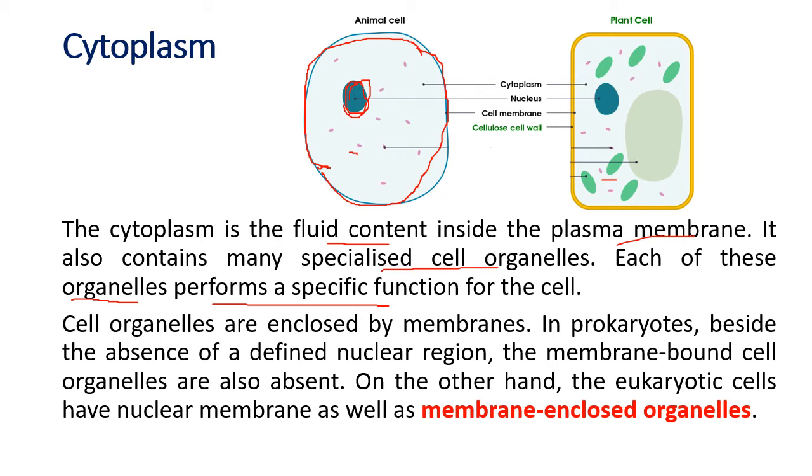Today, since the technology has developed and after the electron microscopes were invented, these organelles were studied in great detail. Now all these organelles are enclosed by membranes. But in prokaryotes, the membrane-bound cell organelles are absent. Prokaryotes do not have them. These membrane-bound organelles are only found in eukaryotic cells, which also have a nuclear membrane.